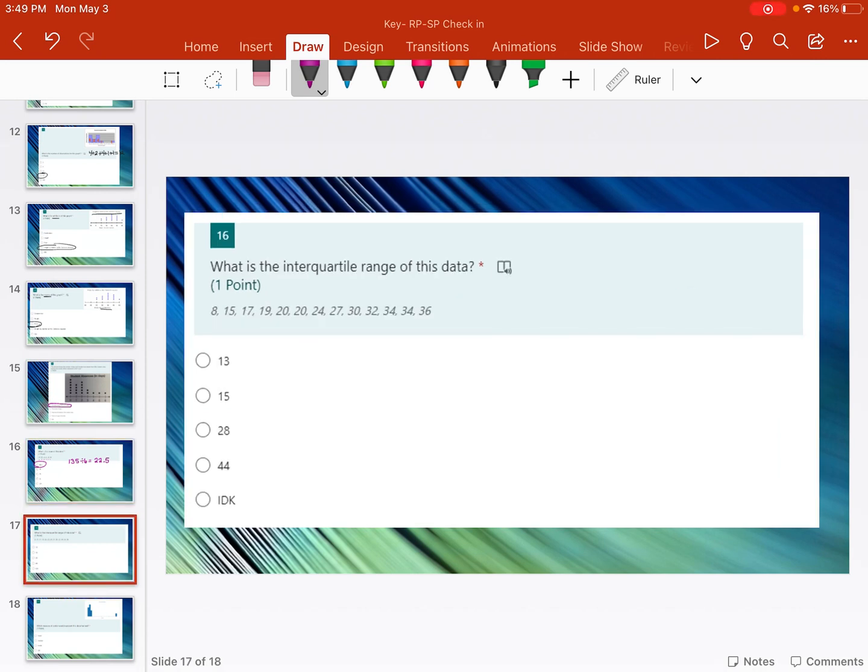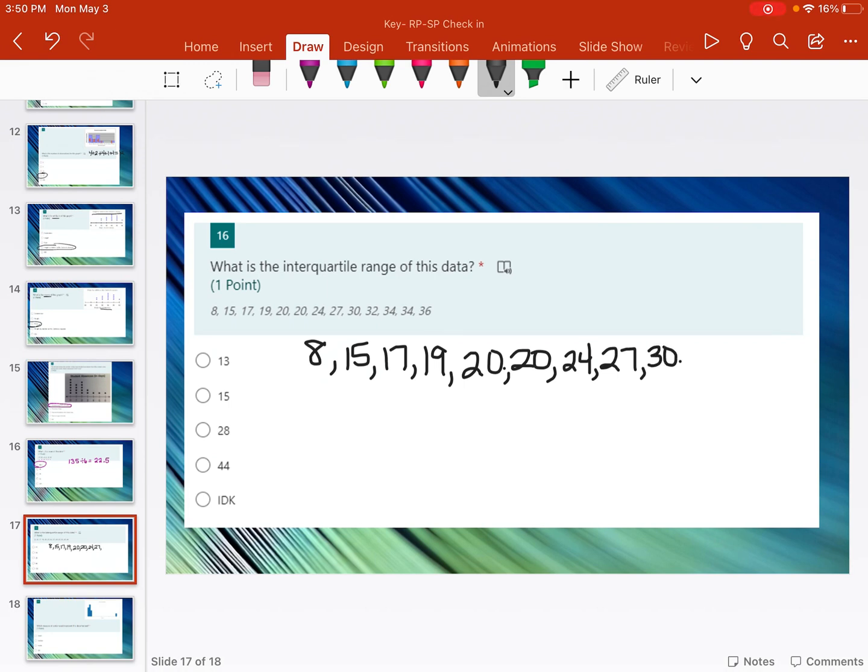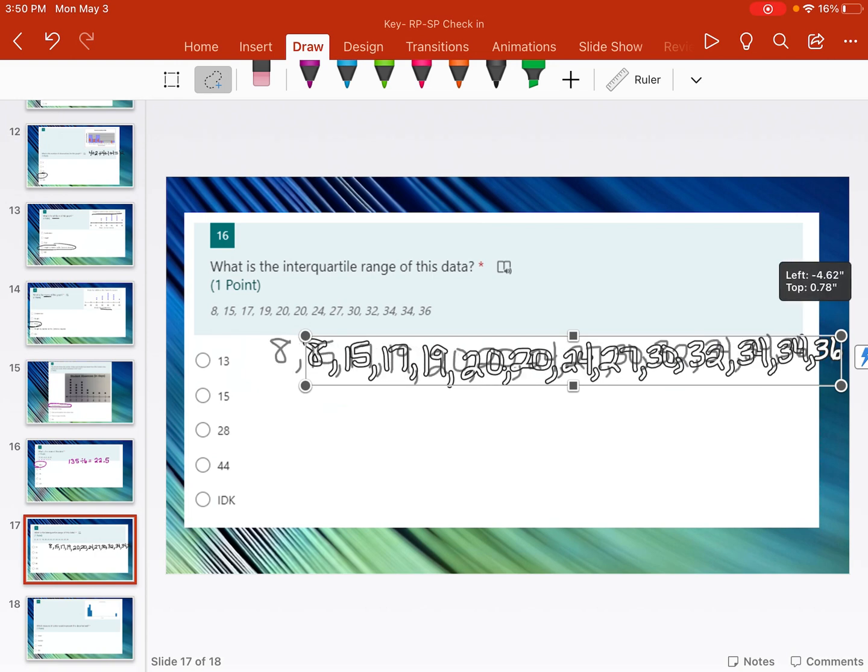What is the interquartile range of this data? Okay, this is a little tricky, but we can totally do this. Just think like you're making a box plot. First, we have to find those quartiles. I'm going to rewrite it just so it's a little bit bigger. So 8, 15, 17, 19, 20, 20, 24, 27, 30, 32, 34, 34, and 36. Ooh, I write too big. Let's scoot that over a little.